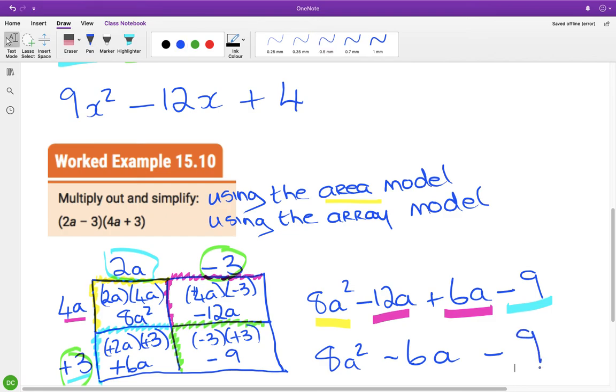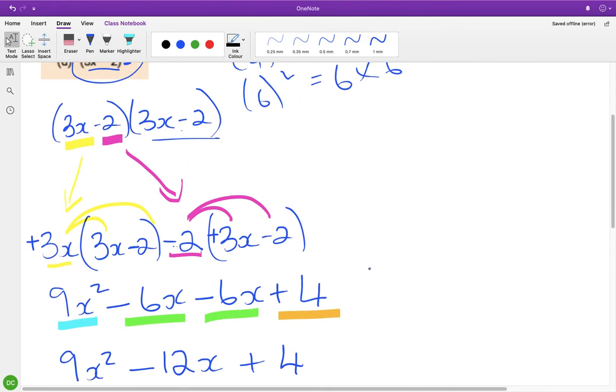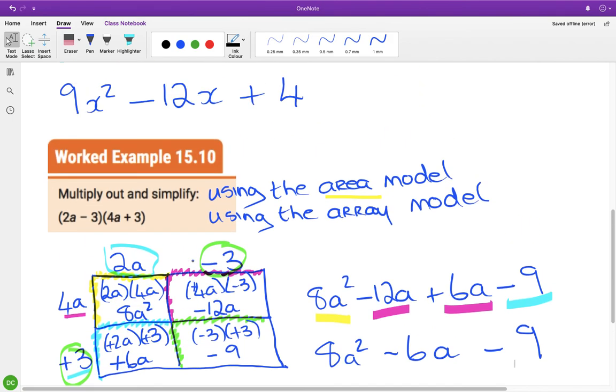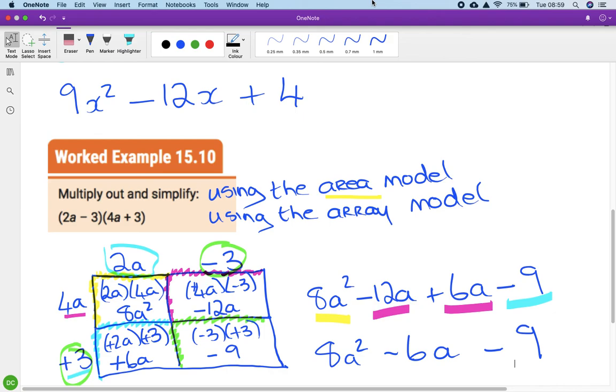Okay, so in terms of how you do it, it's exactly the same. It's just instead of doing split the first and multiply by the second, you write it out in this little box. Okay, so the 2a, the minus 3, the 4a, and the plus 3. And then you calculate it like each one is a little area. So you're doing a little length by a little width, a little length by a little width, and so on. Okay, so that is the area model or the array model for multiplication. All right, so as usual, questions will follow.